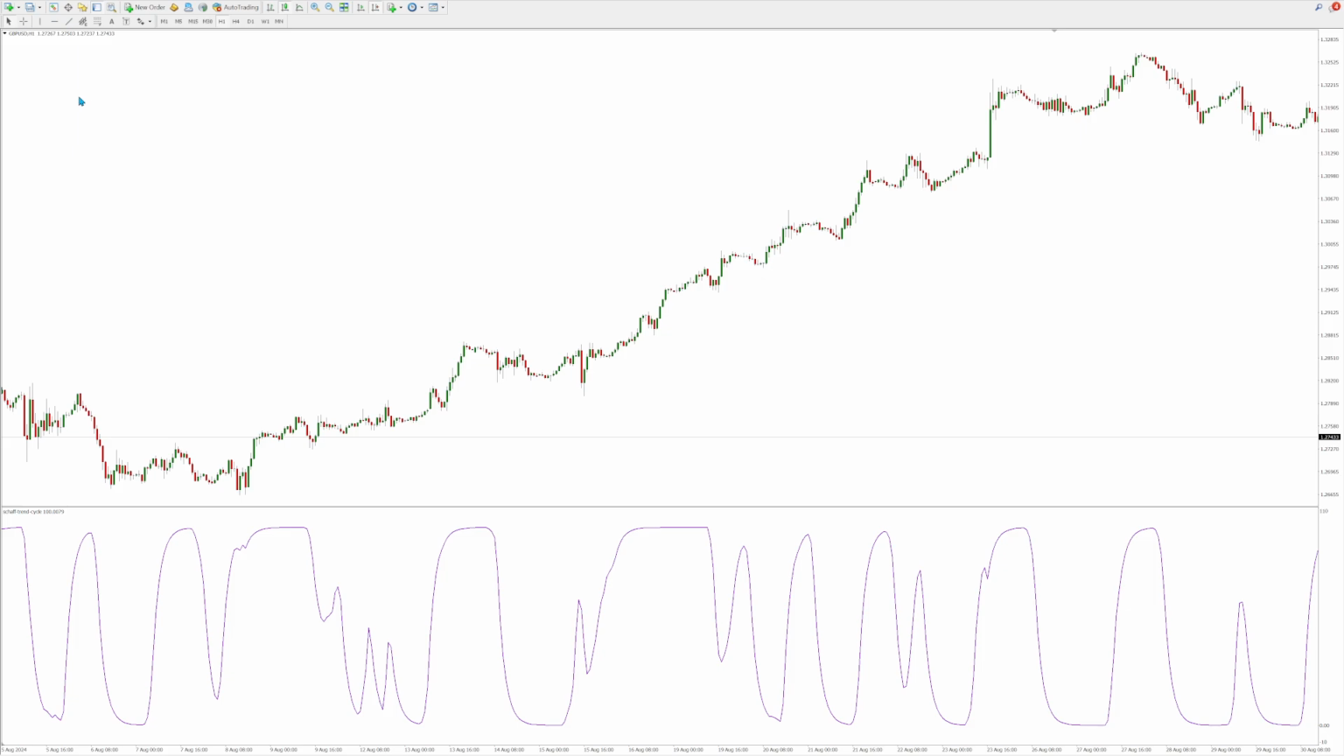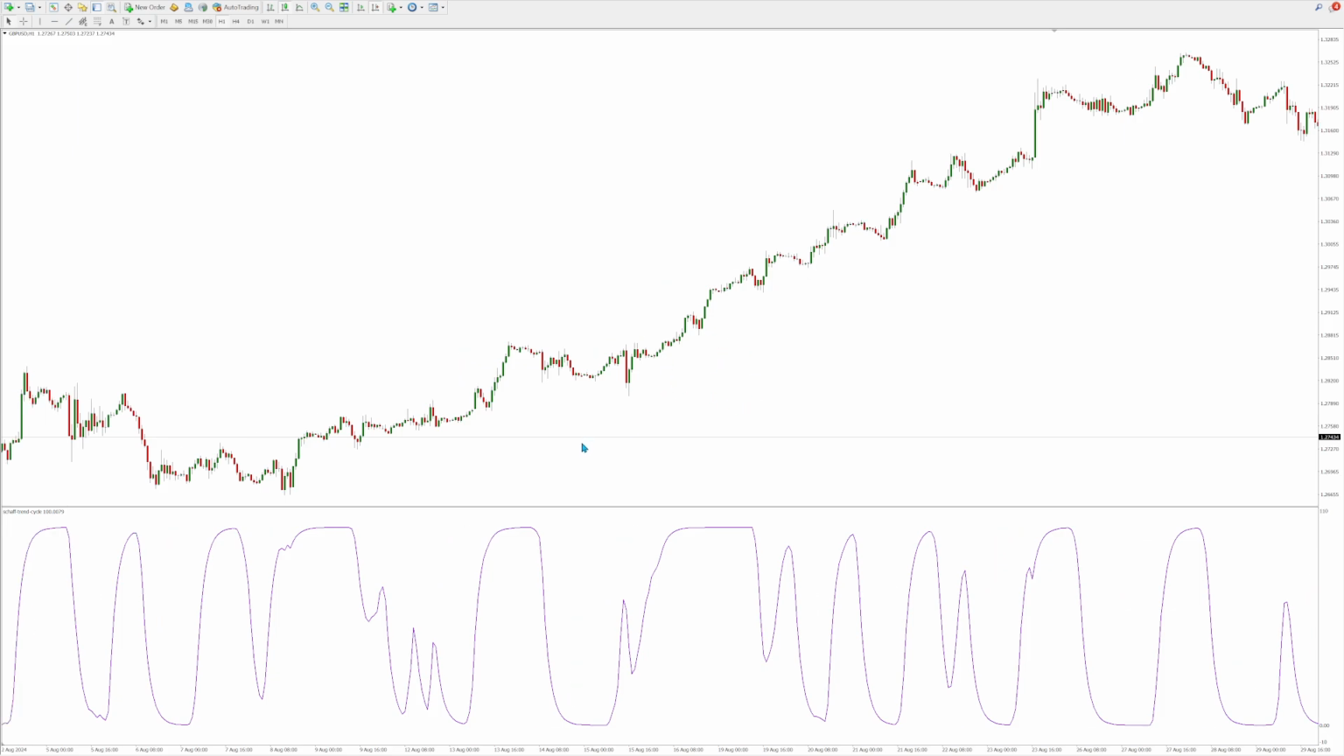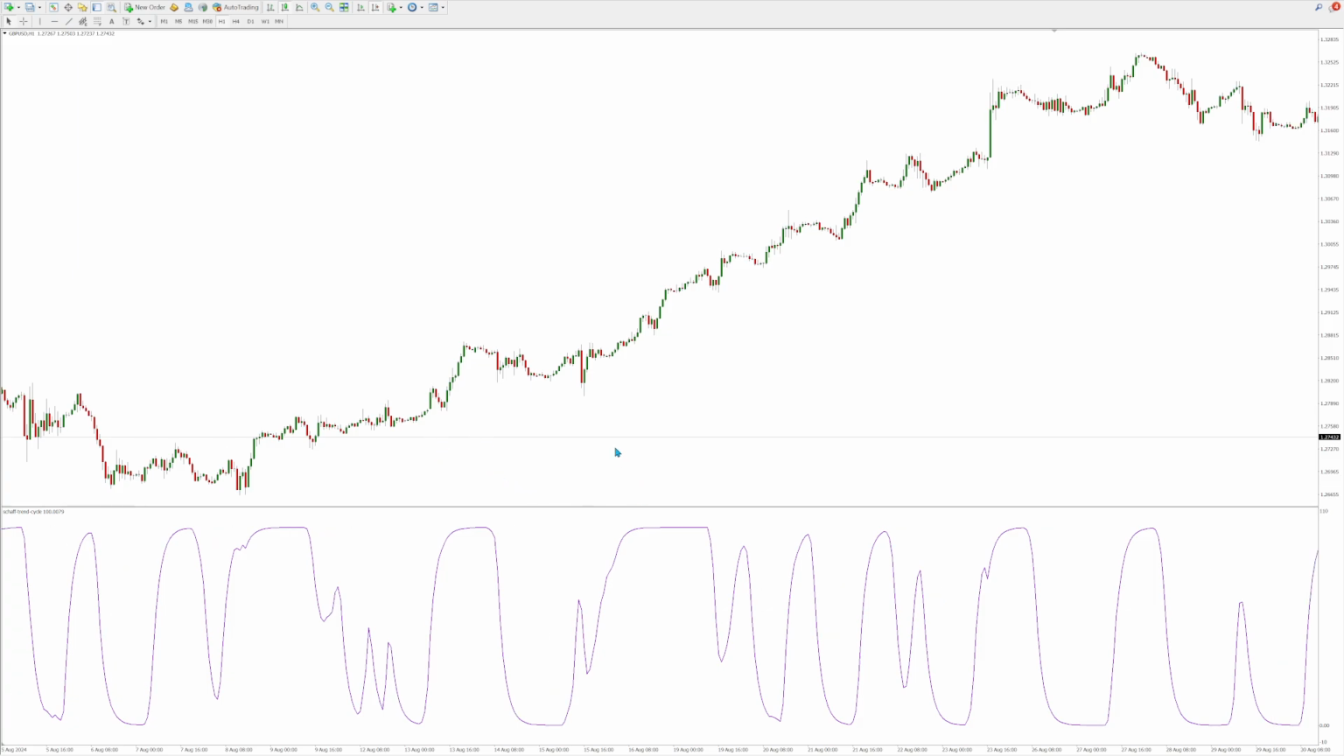Okay, I have a 1 hour GU, that's a British pound US dollar 1 hour chart here in the MT4 trading platform, MetaTrader 4. I like to trade the 1 hour charts and above as they contain more price data, and therefore I find the signals tend to be more reliable. And that applies not just to the Schaff Trend Cycle Indicator, but technical indicators in general. And for me, my preferred method of trading, which is price action trading.